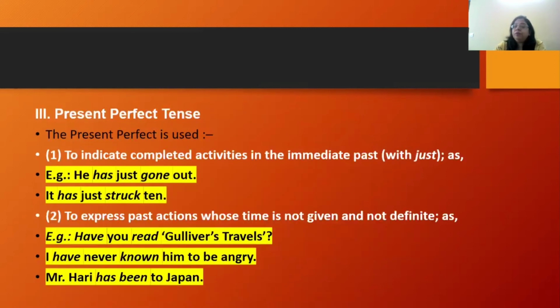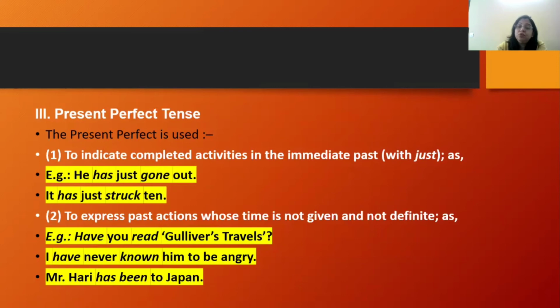The third form of present tense is present perfect tense. The present perfect is used to indicate completed activities in the immediate past. It means just now you have finished, and then you can use this present perfect tense. He has just gone out. It has just struck 10. It means just now it happened.